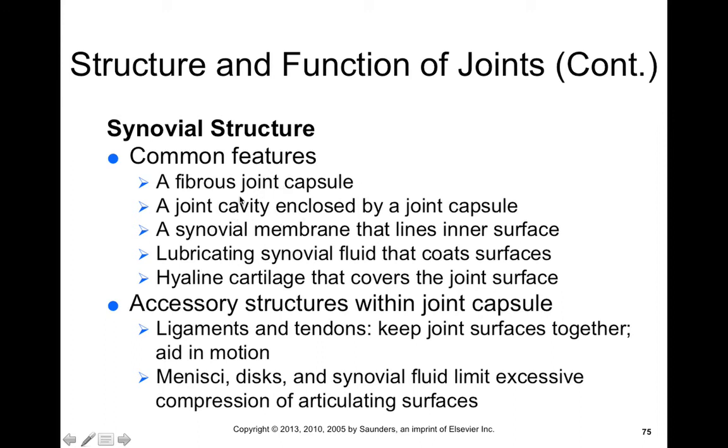And then within that joint cavity, we have a synovial membrane that lines the inner surfaces. Now, the synovial membrane is a tissue membrane that takes blood plasma and filters it in a way that makes a lubricating synovial fluid that can coat the inner surfaces of this joint. We also find supporting hyaline cartilage within the joint that can cover joint surfaces and help with some cushioning and lubrication. Some accessory structures within synovial joints are ligaments and tendons and menisci and discs. And synovial fluid is there to help prevent excessive compression, and it's a lubrication type of fluid.